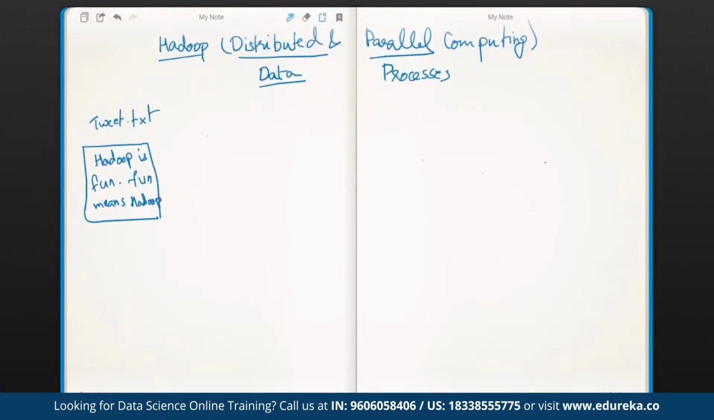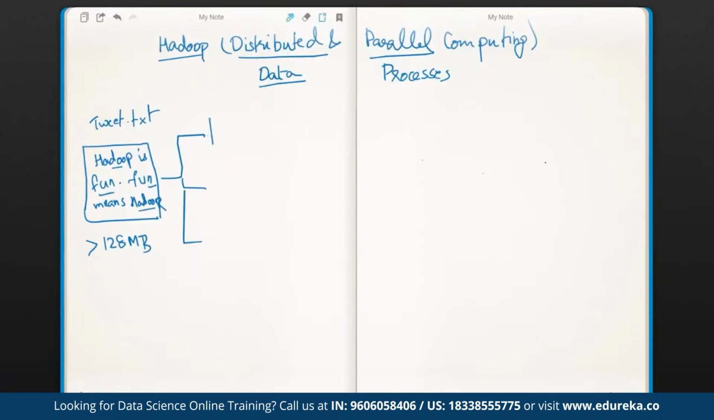So obviously there is some repetition of words here. The word fun is repeating twice, and the word Hadoop is also repeating twice. And then there are words like is and means. Now, imagine that this data is greater than 128 MB. I know this is very small, but for the sake of explanation, let's assume it is greater than 128 MB and that there are going to be 3 splits of this data.